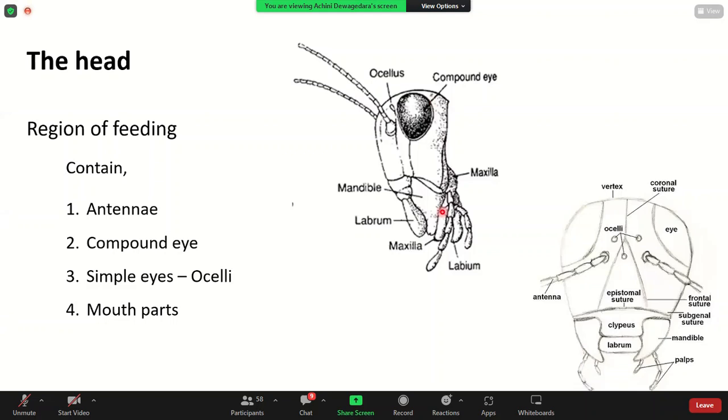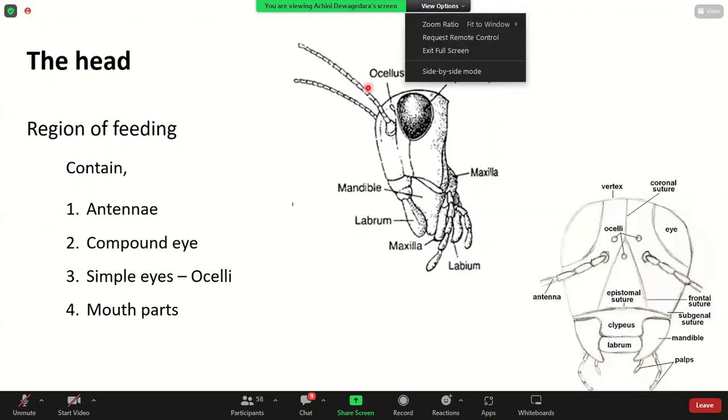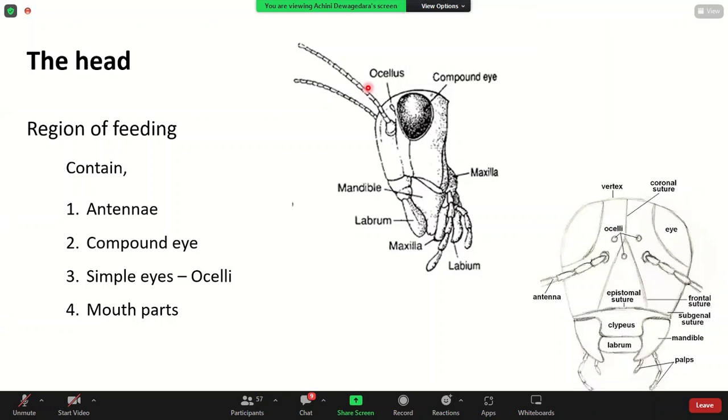Okay. So these are the antennas. Why are there antennas present in insects? As a receptor. Yes. What are they receiving from outside? What is the function of antennas?